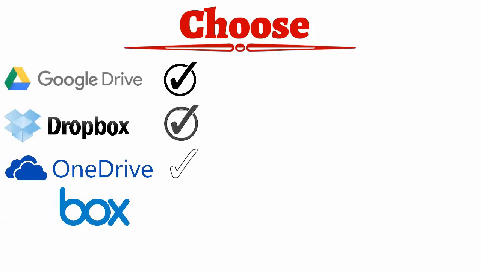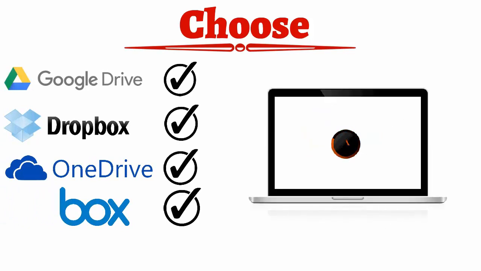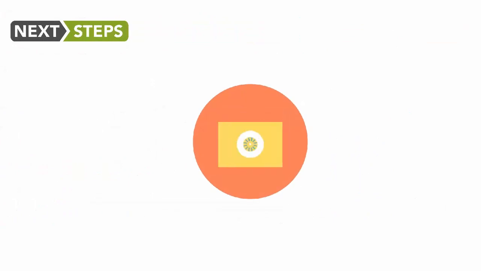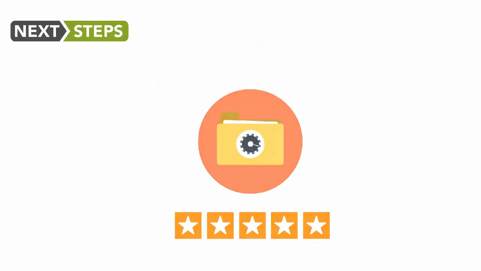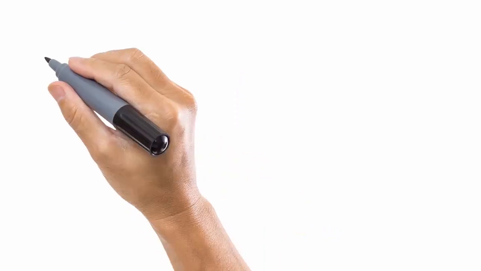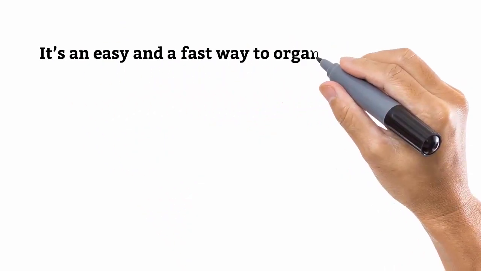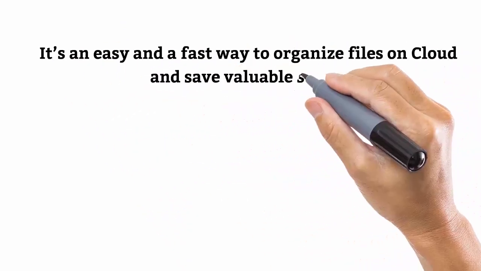Choose Google Drive, Dropbox, OneDrive, and Box, and start a scan for duplicate files. Your next steps are review files and remove all the duplicates automatically. It's an easy and a fast way to organize files on cloud and save valuable space.